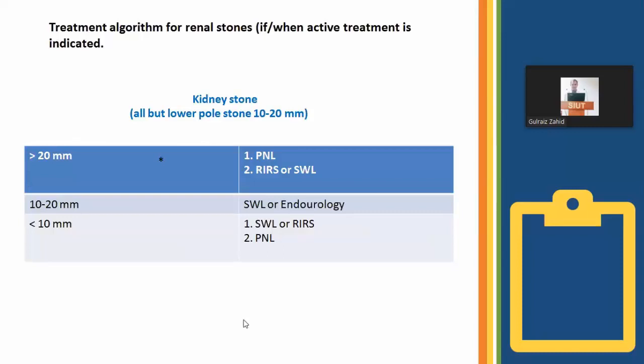This is a treatment algorithm for renal stones. If the stones are greater than 20 millimeter, first choice is PNL, then RIRS or SWL. If the stones are between 10 to 20 millimeter, SWL or endourology can be done. If the stone is less than 10 millimeter, first choice is ESWL or RIRS. Second option is PNL.